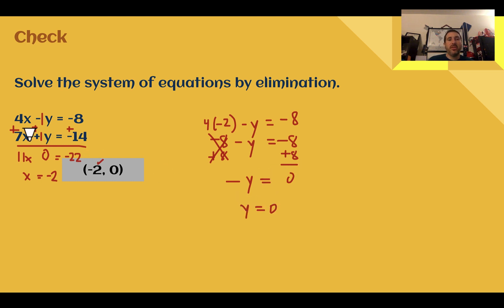If I plug in the same things for the next one, I get -14 plus 0 equals -14. That works there too. So -2 and 0 is my combination of x and y that works in both equations at the same time. And if I were to graph this, I could also check that this is the point that those two equations intersect.